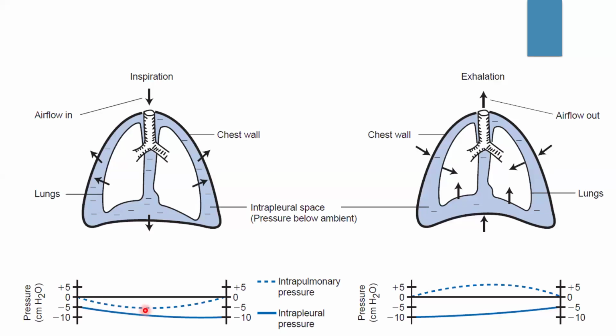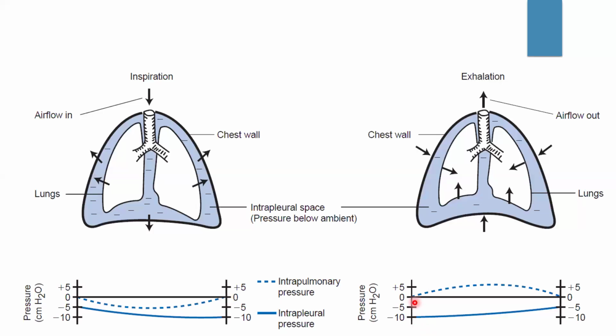So when it drops to -1, we get a gradient across. The airway pressure is 0. So from 0 to -1, there is a gradient, so the air flows inside. When the air flows inside, the pressure will equalize. So again, the pressure inside the alveoli will be equal to the atmospheric pressure, and the flow of air stops. At that point, the inspiration is said to stop.